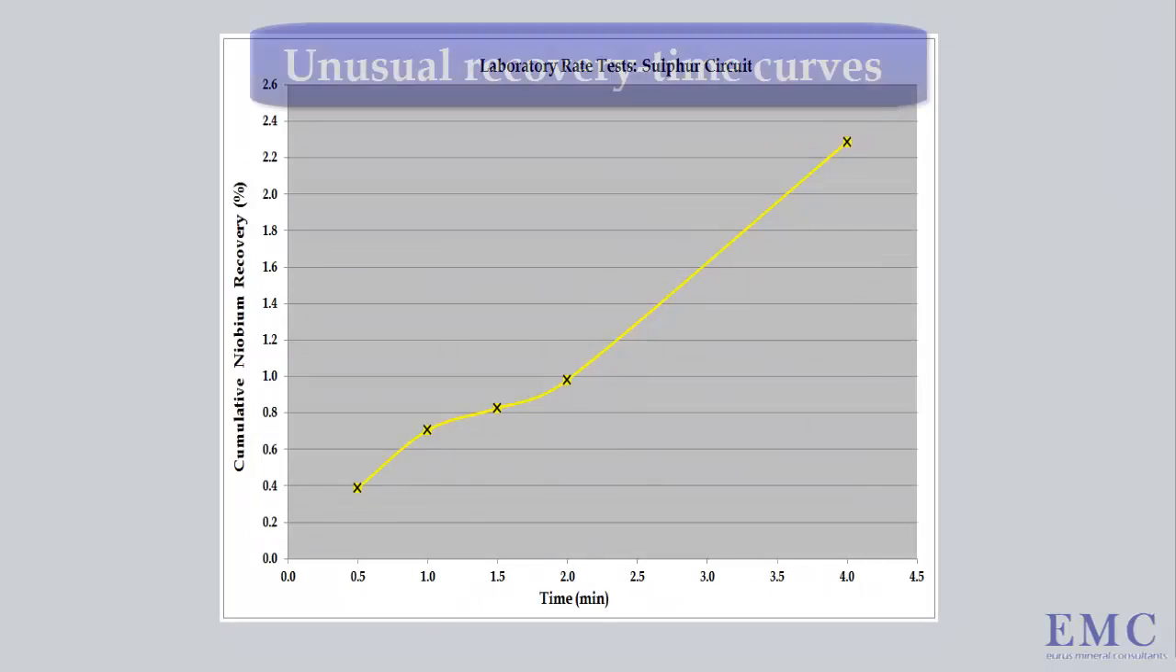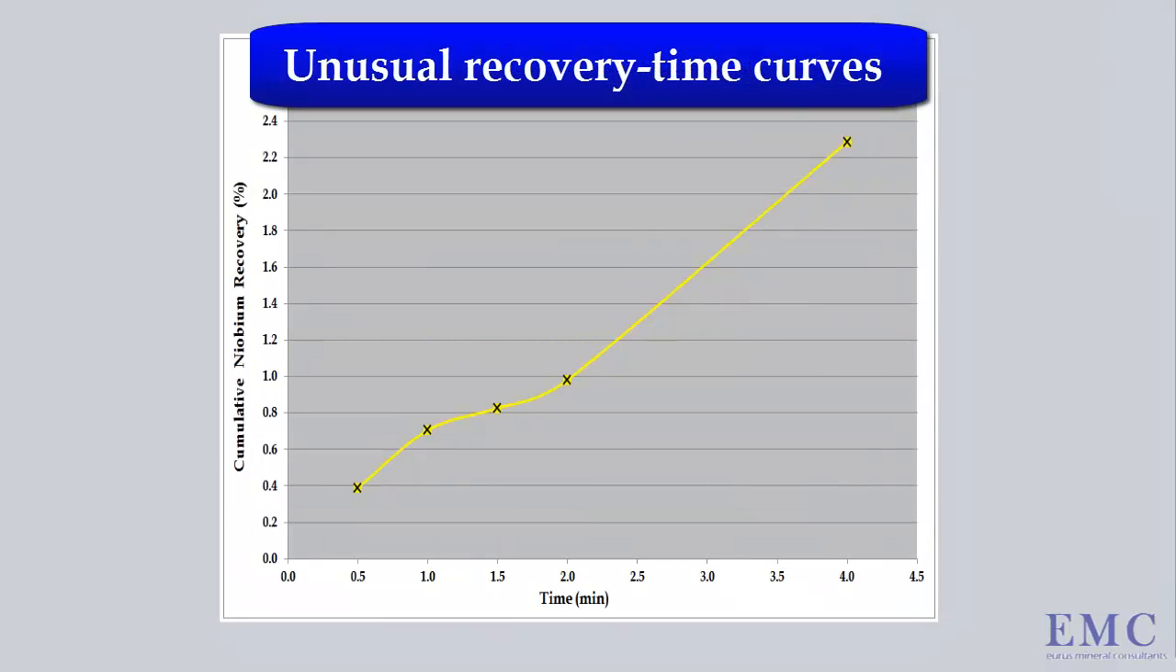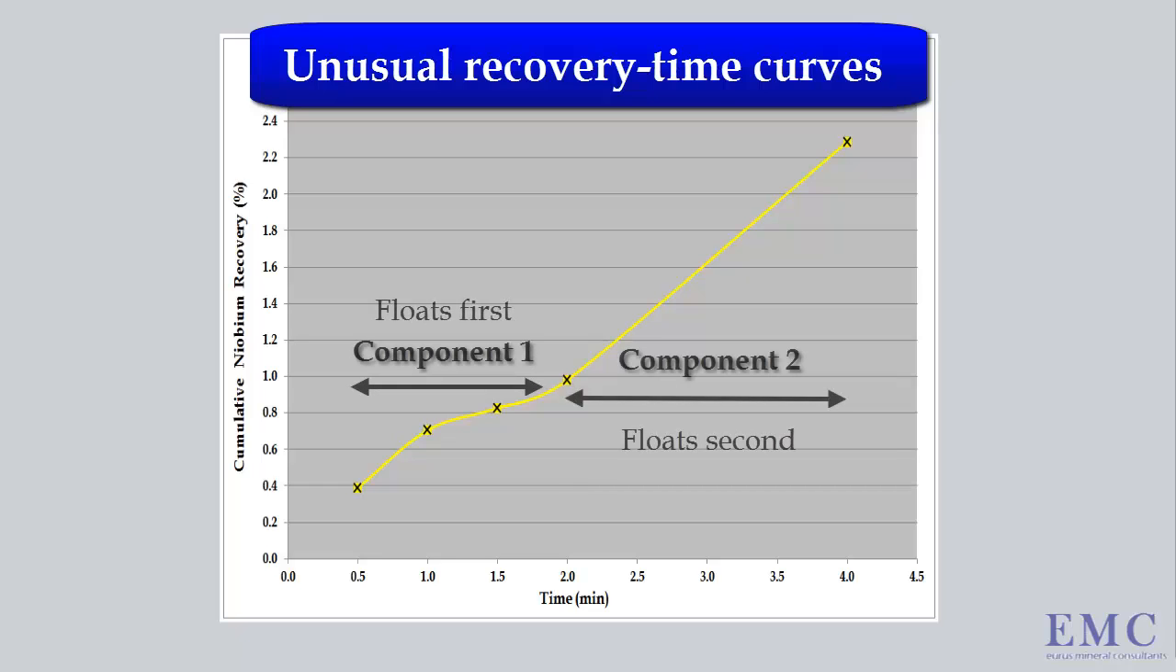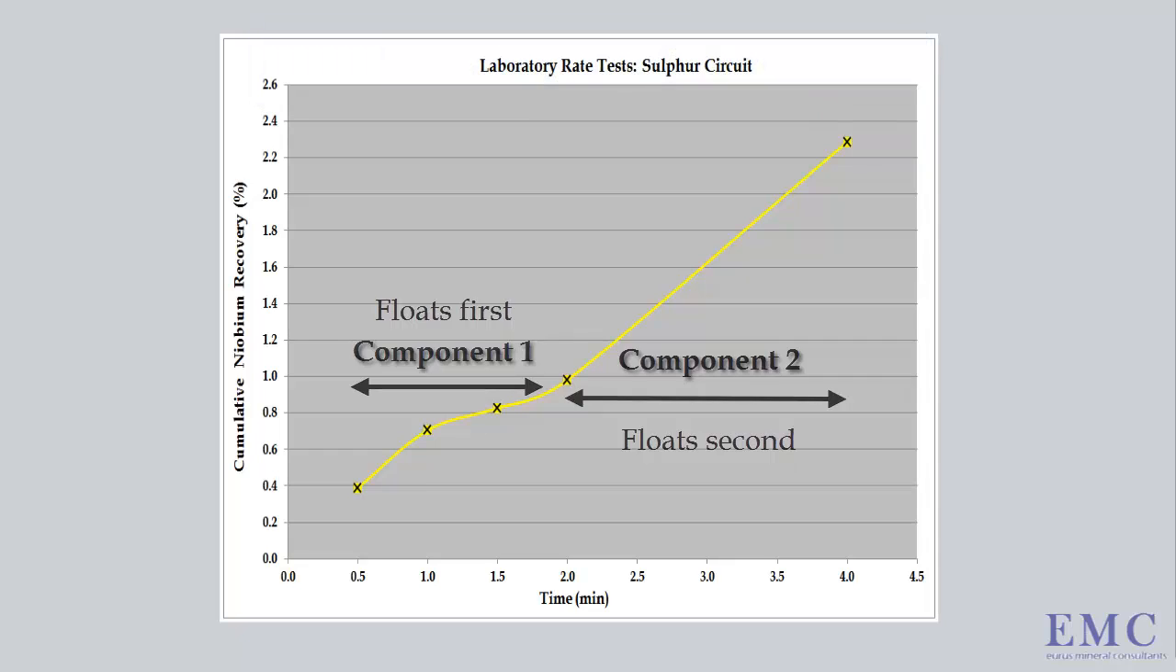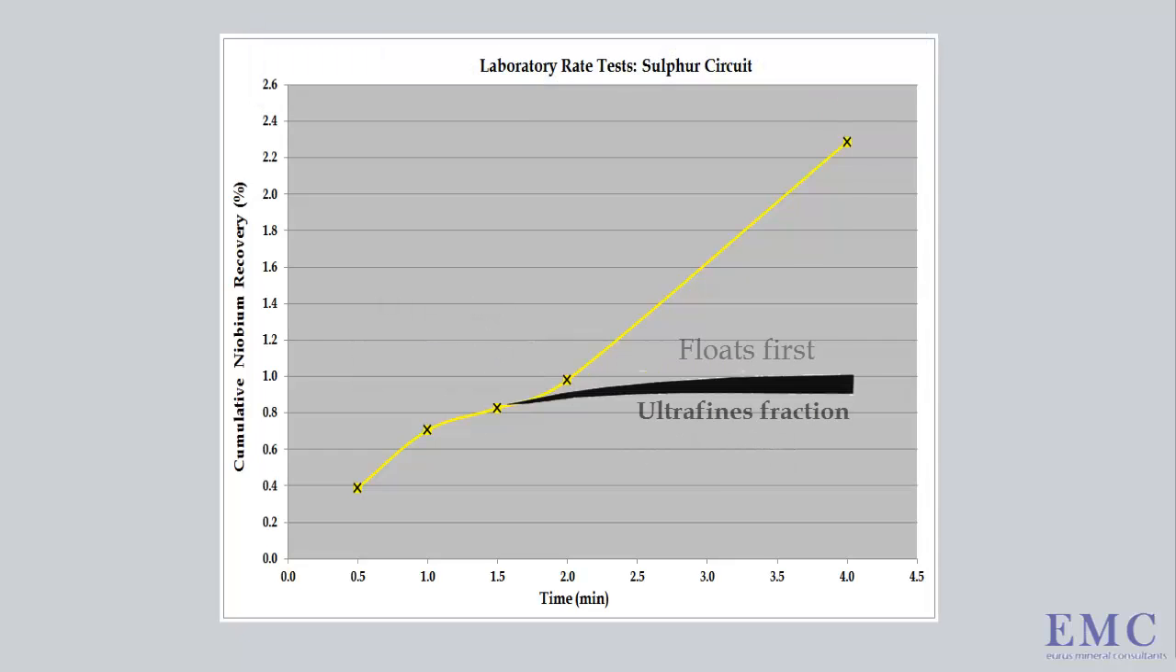A recovery time curve which exhibits a step change increase in recovery after a time consists of two separate components. This can be caused by a stage addition of reagents midway which reactivates mineral, or by the presence of a second component that is free to float after the first component has been recovered. The example shown here is the initial recovery of a very floatable ultrafine fraction, followed by the recovery of a larger coarse fraction. The overall S-shaped recovery time curve cannot be modeled with the Kelsall equation.